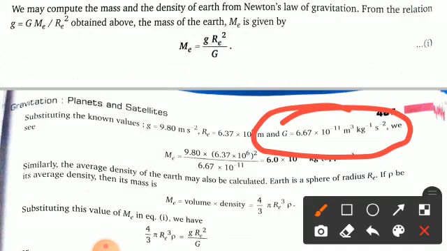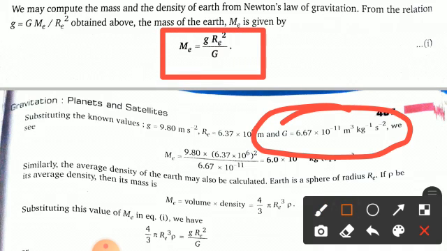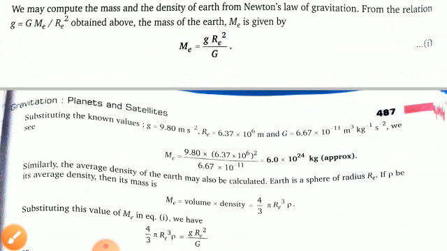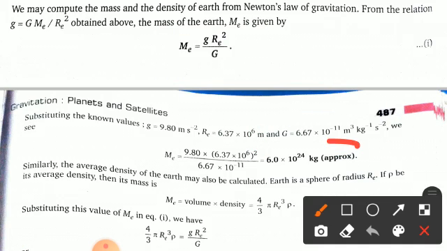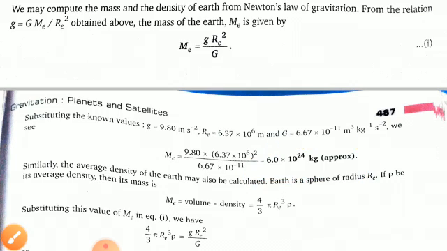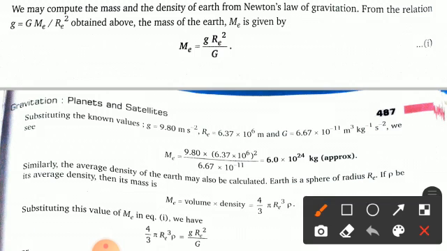After putting all the values in our equation number 1, we will find the mass of the earth is approximately 6 into 10 to the power 24 kg. Clear? Similarly, the average density: what is the relation between density and mass? Density is equal to mass upon volume, as you all know, so from that formula we can write mass is equal to volume into density.